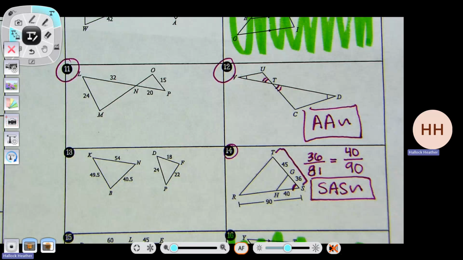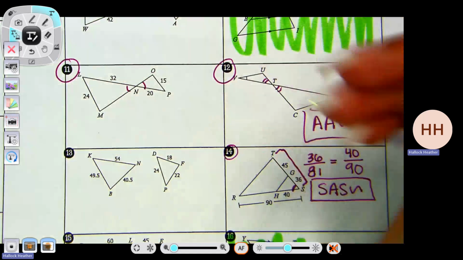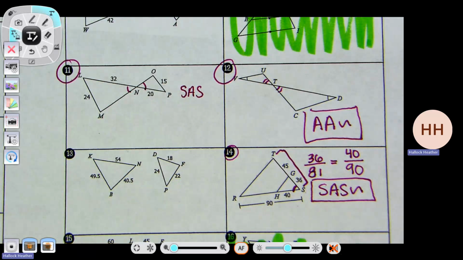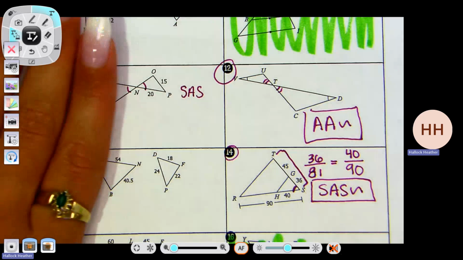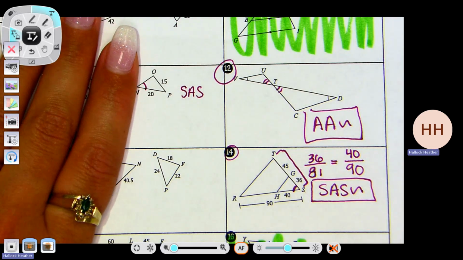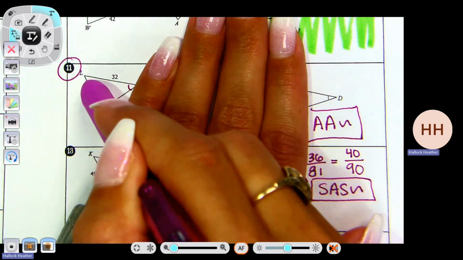Yeah, let's go to 11. So do I have sides, angles, or combination? I have a combination. Where's the angle that they share? N. So the only combination is side, angle, side. Is this side, angle, side? If I cover up one of these triangles, does that represent side, angle, side? Is the angle between the sides? Maybe it's easier to tell on this one. Is this angle between the sides? No.